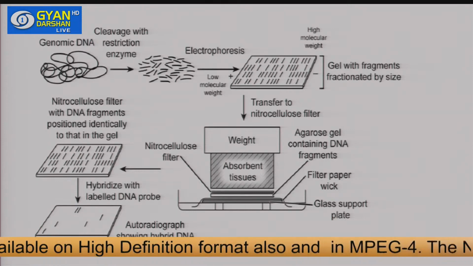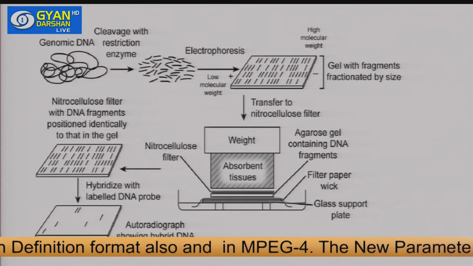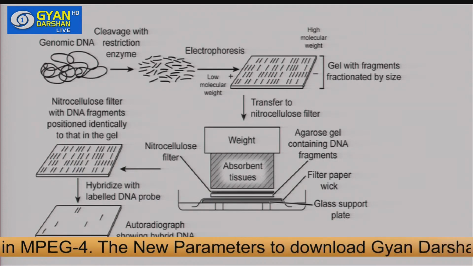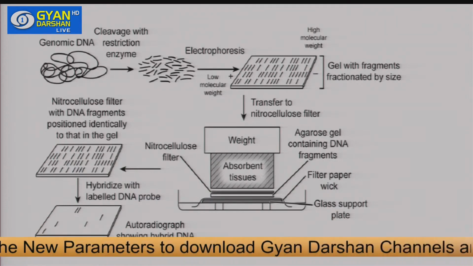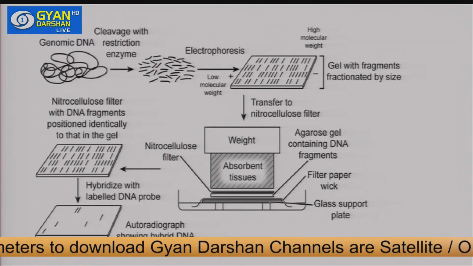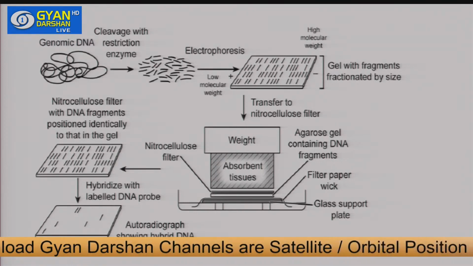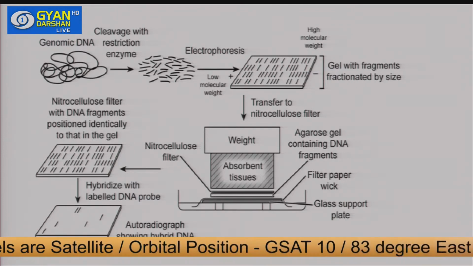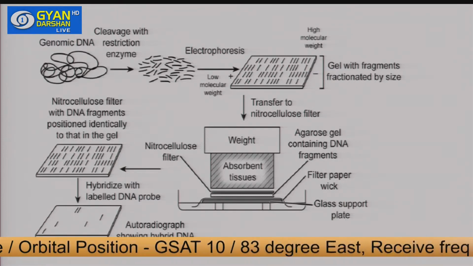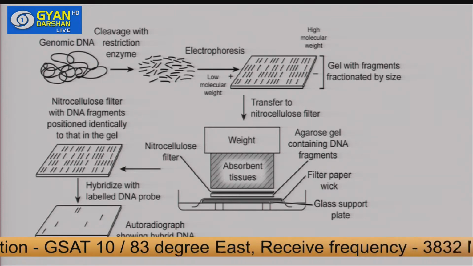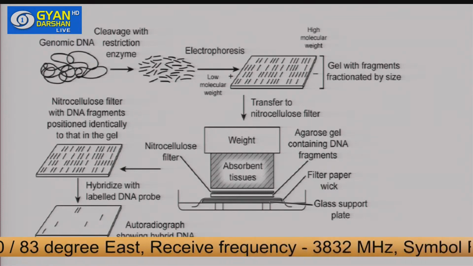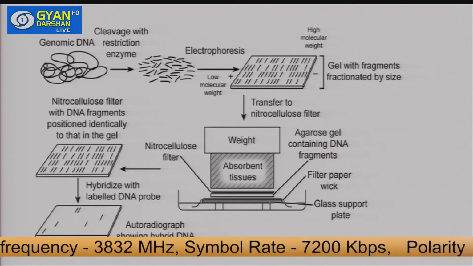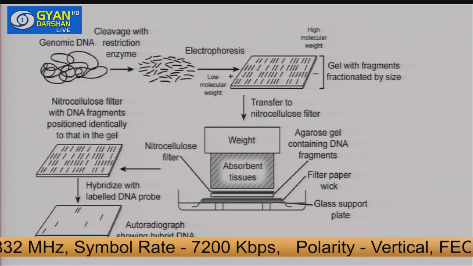That can be a nitrocellulose membrane or a nylon membrane. There is a particular technique by which you can do that, and I am shortly coming to that. That is capillary transfer. After the DNA has been transferred to the membrane, we call it a blot. That means the membrane is the support where the DNA is transferred. So now you have the membrane with the DNA.